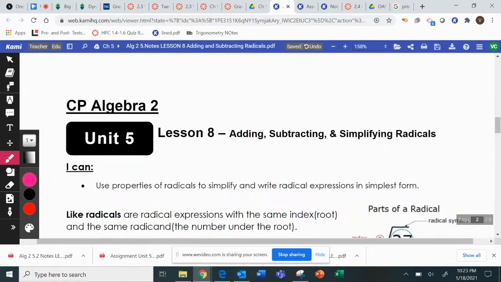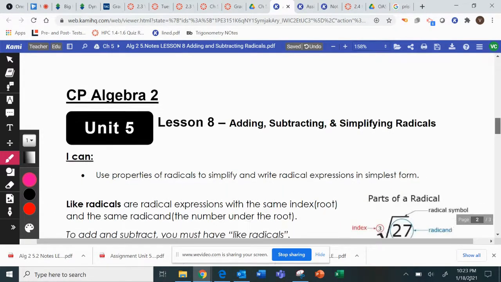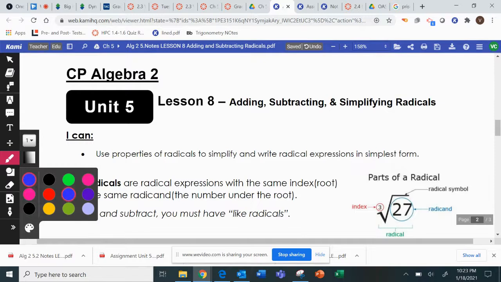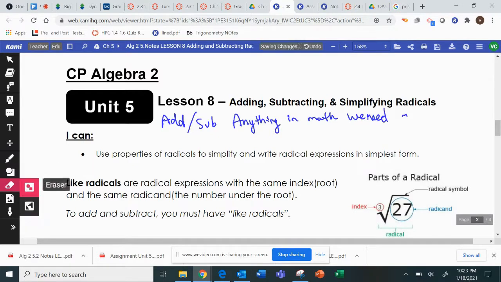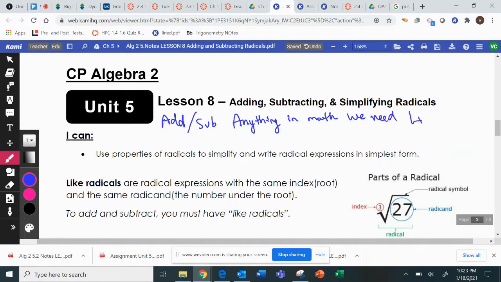All right, so the lesson today: adding and subtracting, simplifying radicals. If we add anything in math or subtract, we need like terms. We need to fix that handwriting. We need like terms. They have to be like. So that could mean all kinds of different things. Like with fractions, it would be common denominators.